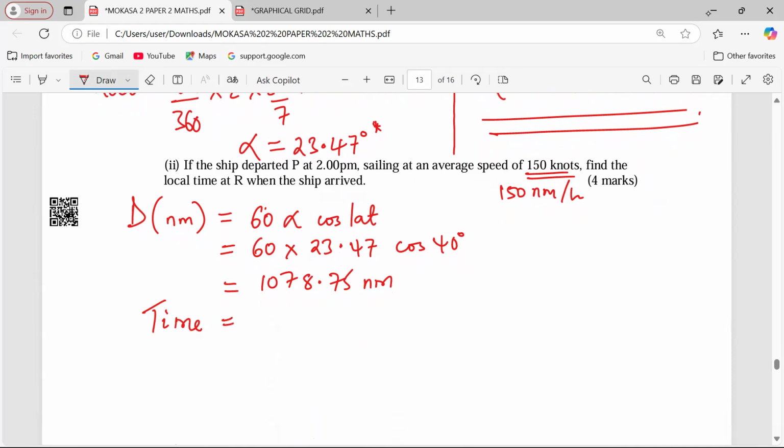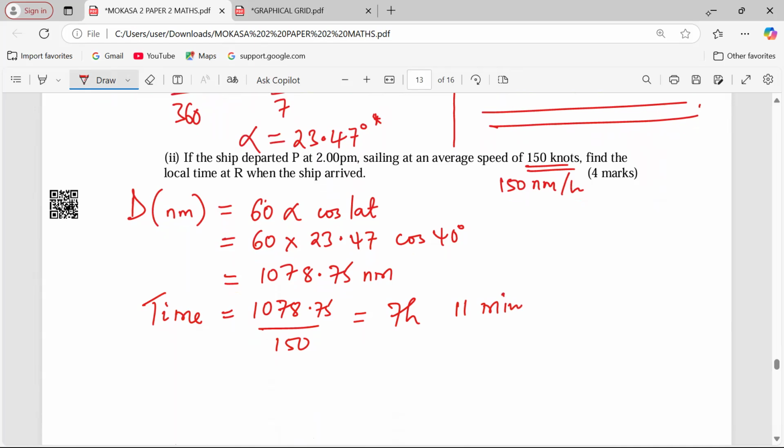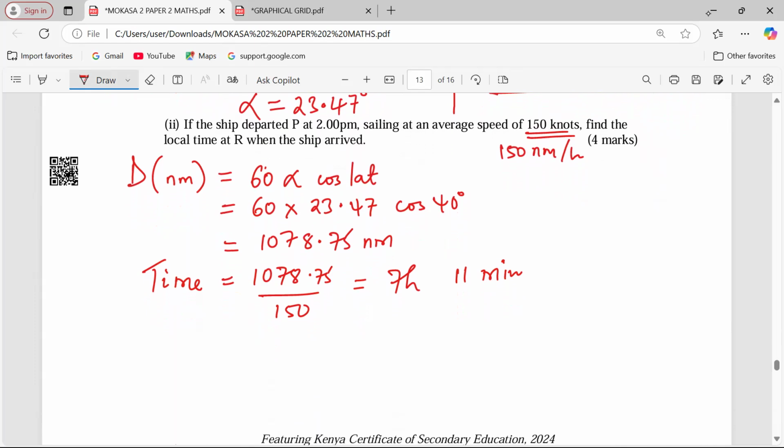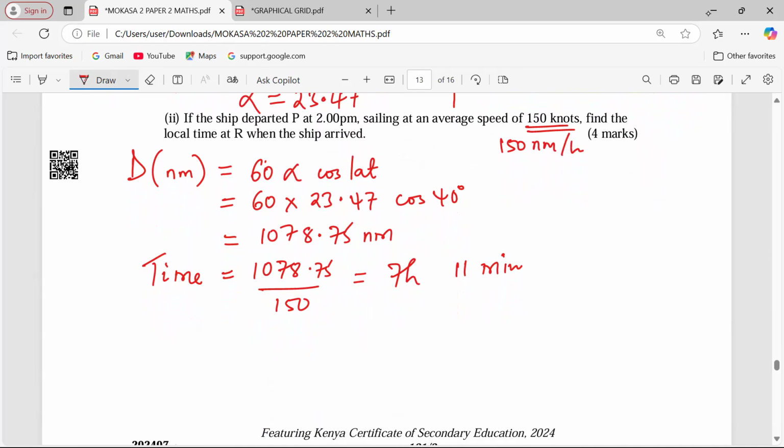So time taken should be the distance out of the speed of 150. This gives us 7 hours, 0.19. So 0.19 should be multiplied by 60 to give us minutes. These are 11 minutes. So 7 hours, 11 minutes. Therefore, this is the time taken.